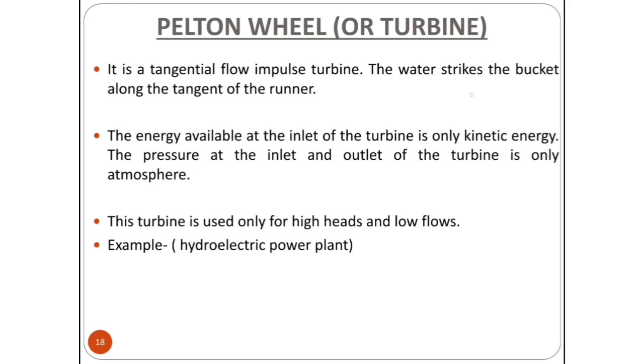So here the water will be striking the bucket along the tangent of the runner. The energy available at the inlet of the turbine is only kinetic energy. The pressure at the inlet and outlet of the turbine is only the atmospheric pressure. So there will be no other pressure, only the atmospheric pressure will be available. This turbine is used only for high heads and low flow. Whenever the head available is high, then only we can use the Pelton wheel turbine.